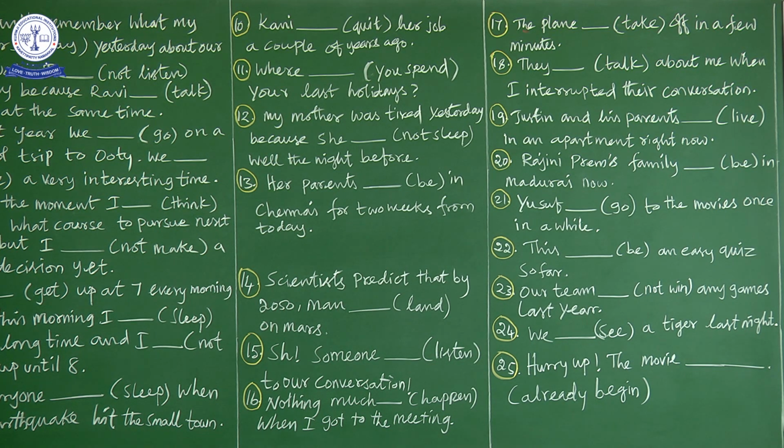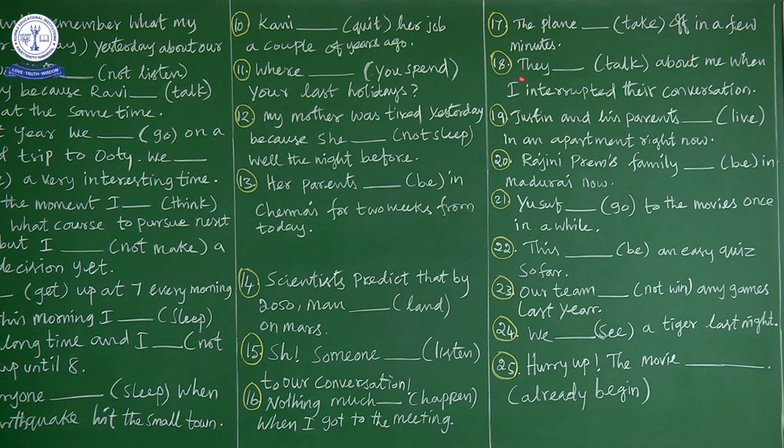Now let us move on to the 17th one. The plane dash take off in a few minutes. So here what is the keyword? In a few minutes is the keyword for a future action. So we have to go for simple future. The plane will take off in a few minutes. Okay. So the simple future is subject plus will or shall plus V1. So the plane will take off in a few minutes.